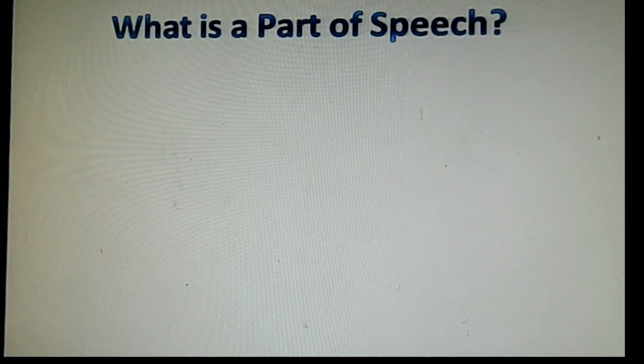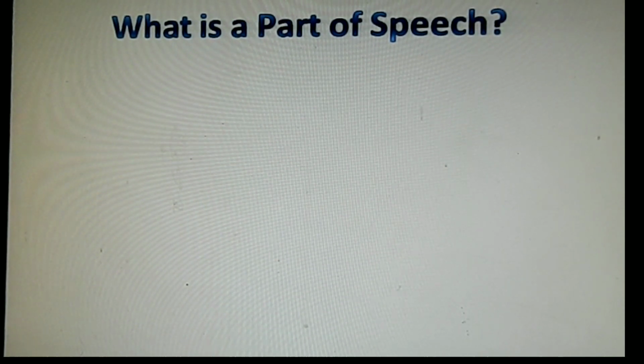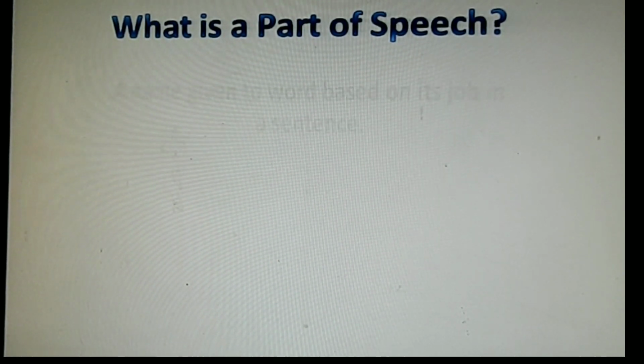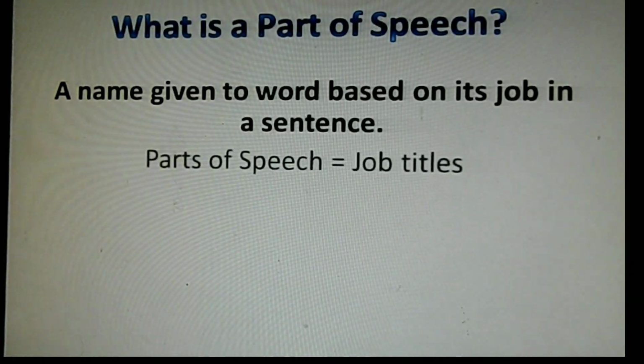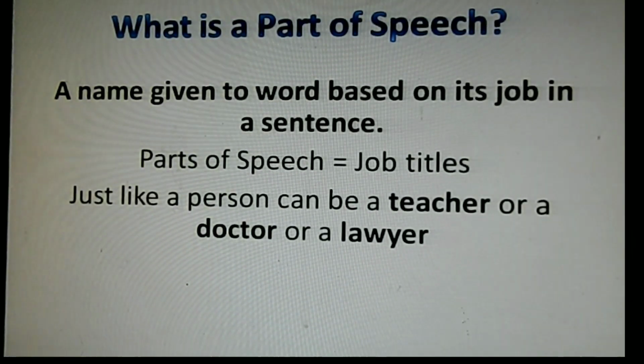Let's begin the lesson. What is a part of speech? Well, a part of speech is a name given to a word based on its job in a sentence. Think of parts of speech as being kind of job titles. I know all of you know the meaning of job title. Just like a person can be a teacher or a doctor or a lawyer. So teacher, doctor, lawyer, these are called job titles.